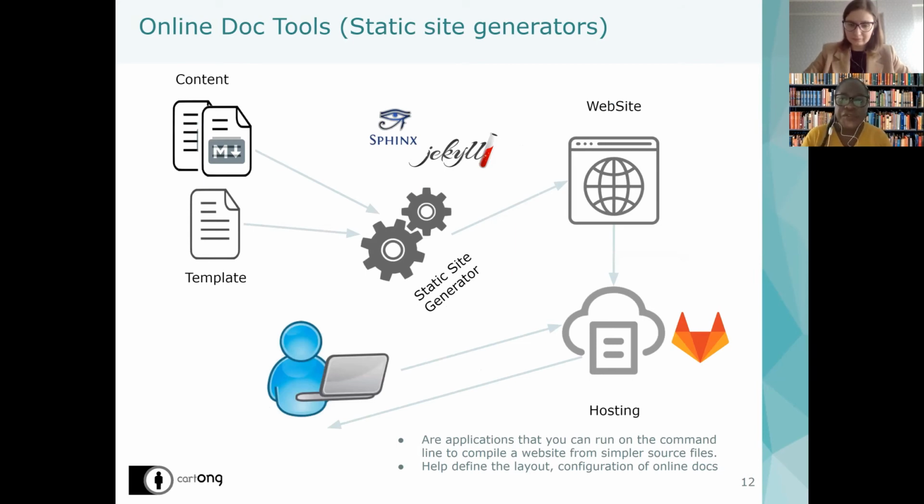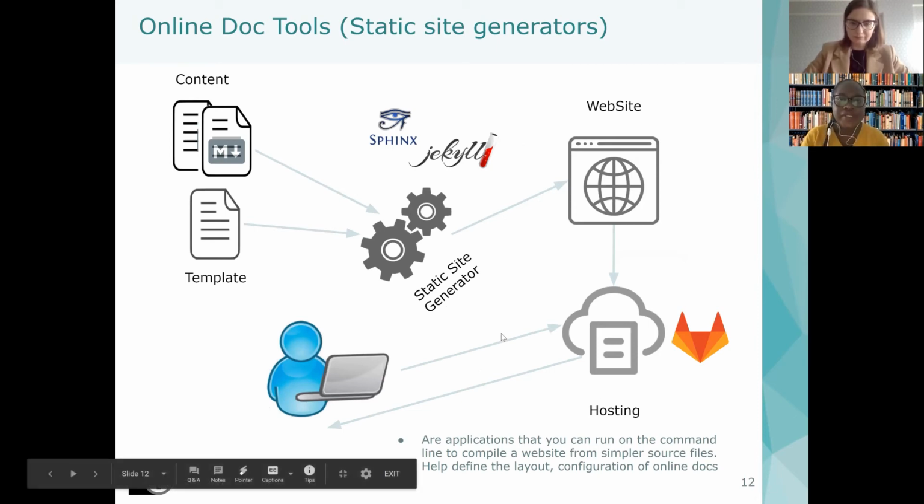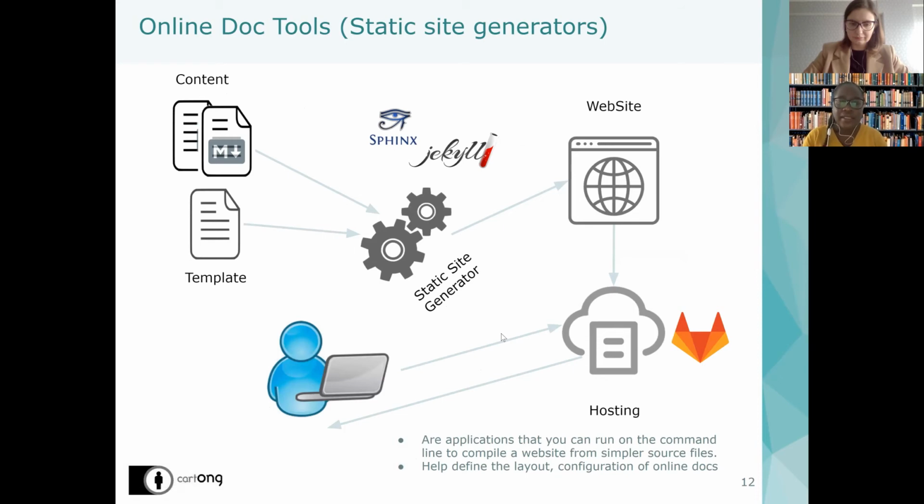So in addition to that, we also have online documentation tools, which can be created using static website generators. Static website generators are applications that you can run on your command line and compile a website. You have some source files, and within those source files, you define how you would like that online documentation website to look, which layout you would like to have, how you would like the user interface to be. And you can only do that using static generators, such as Jekyll. We have another one that's commonly known as Sphinx.